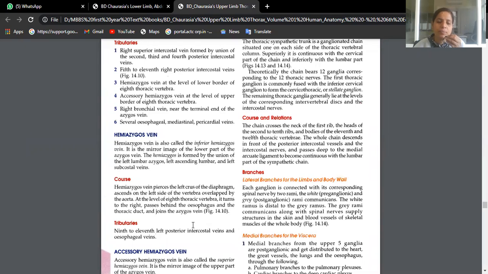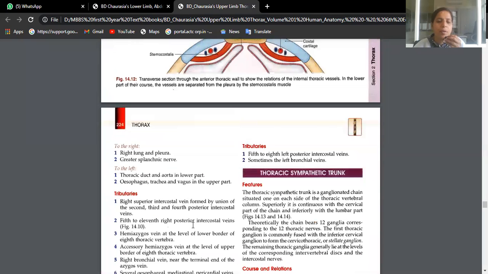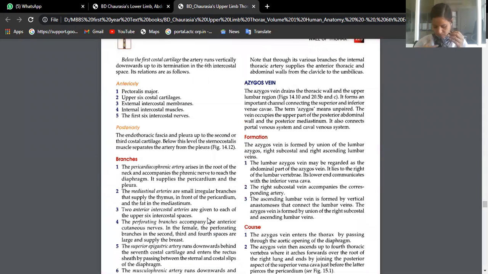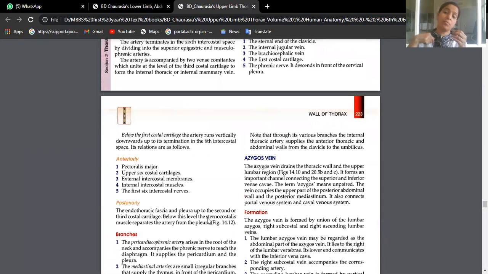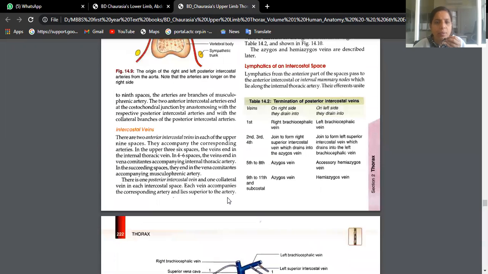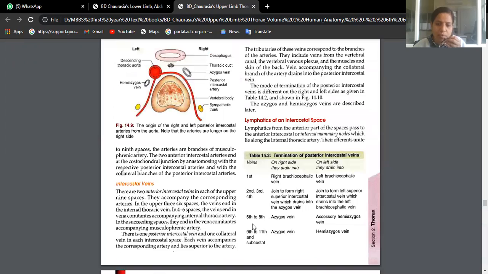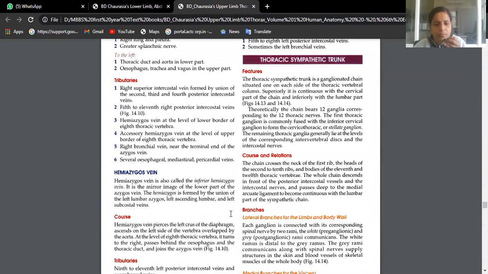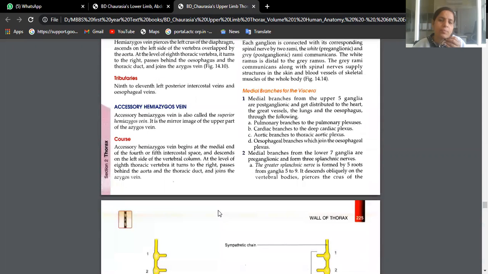What are those? Superior epigastric artery and musculophrenic artery, no? It comes straight down inside the rib cage, it goes downwards, and in each space it gives anterior intercostal arteries. That picture is not here, but during my PowerPoint lectures I have shown you.